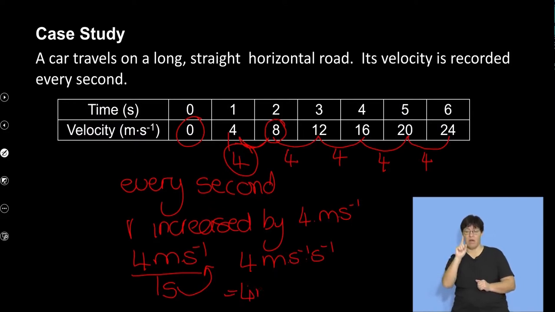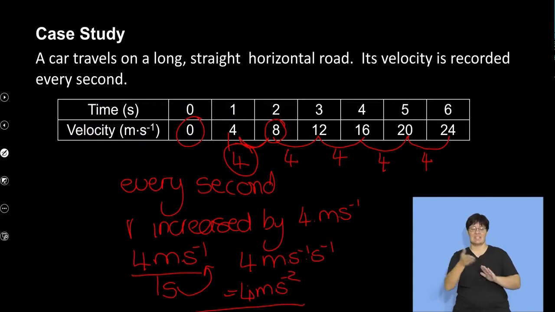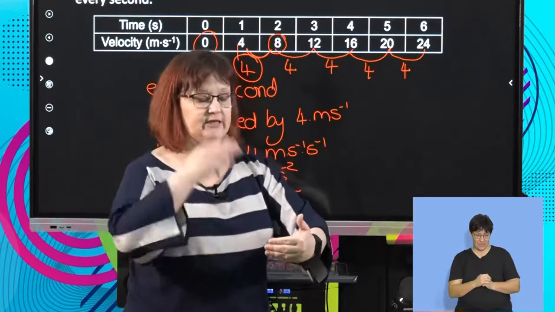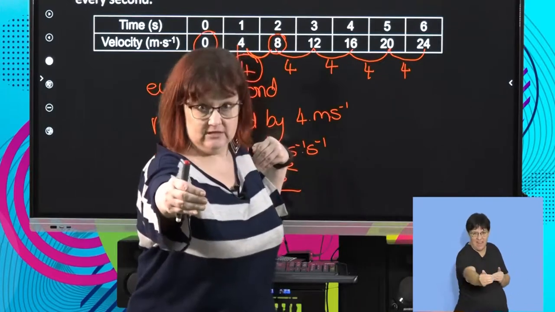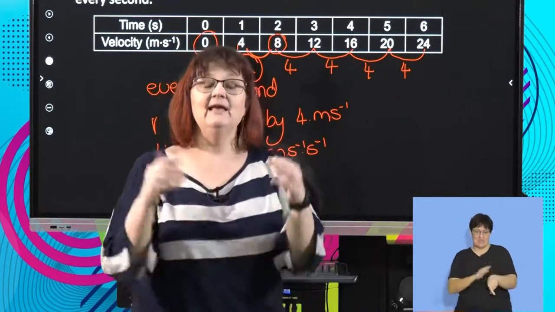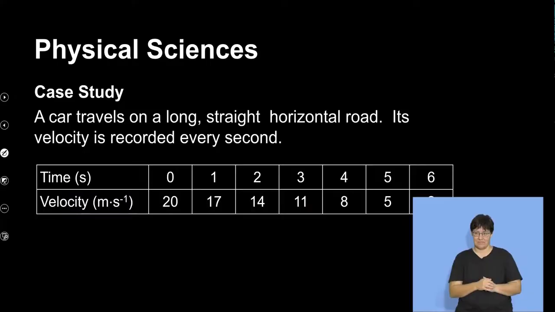Oh, look at this. That's the acceleration of my car. It's accelerating at 4 meters per second squared. Every second, the velocity is getting bigger by 4. So it's covering bigger stretches of distance in the same time period. It's getting faster, okay?